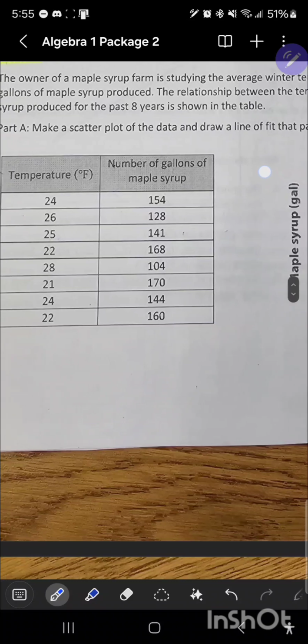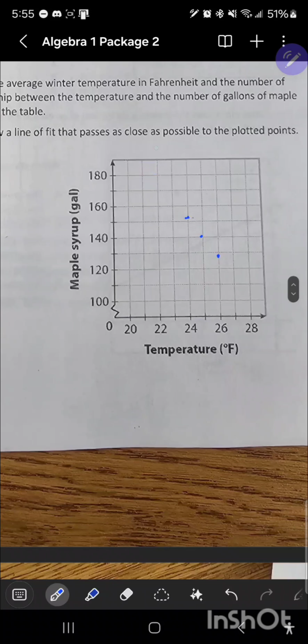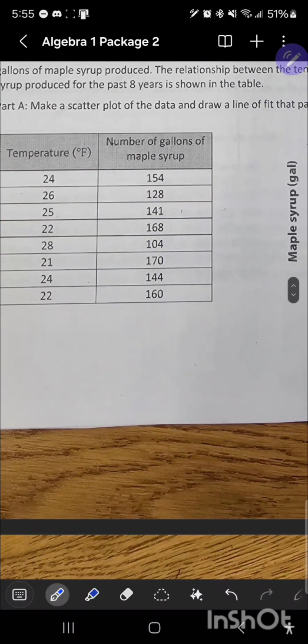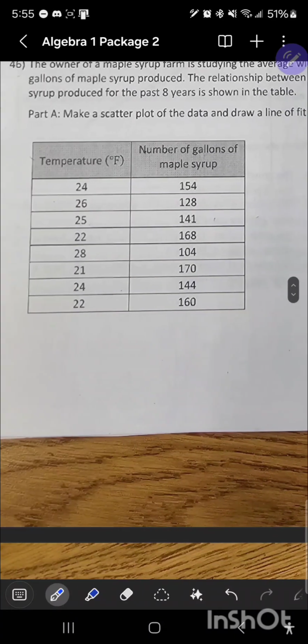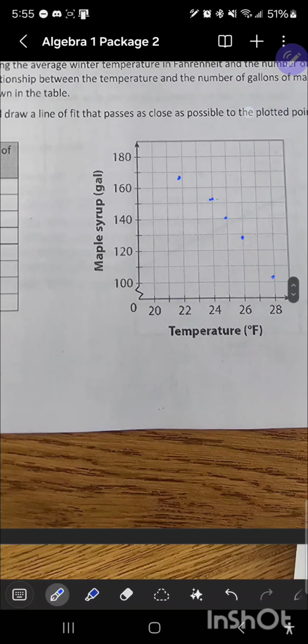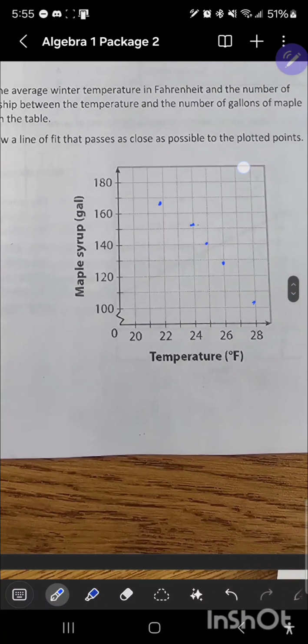Okay. Now 22, 168. Okay. 28, 104. 28, 104. And 22 and 160.